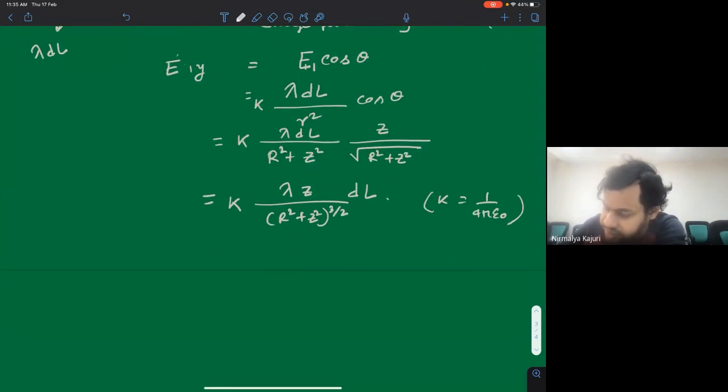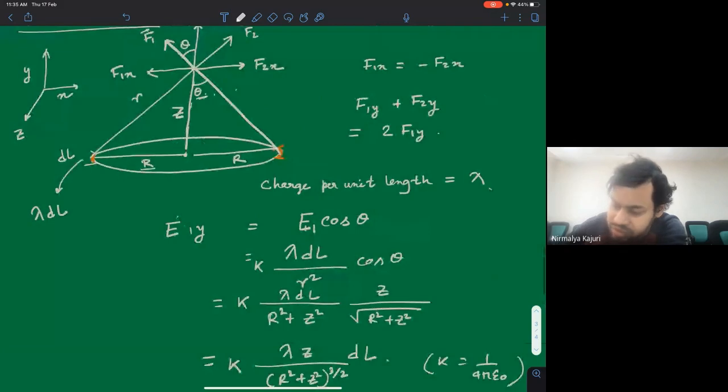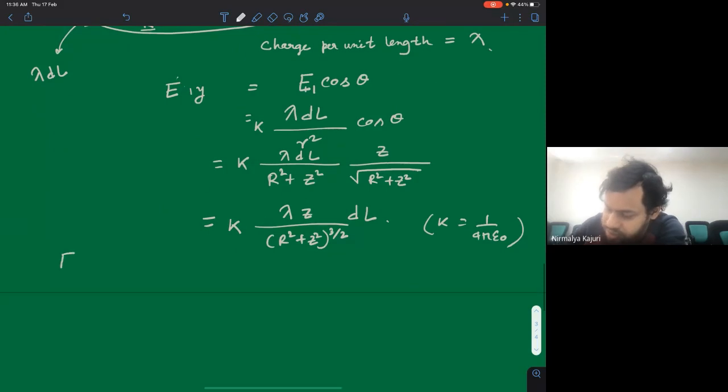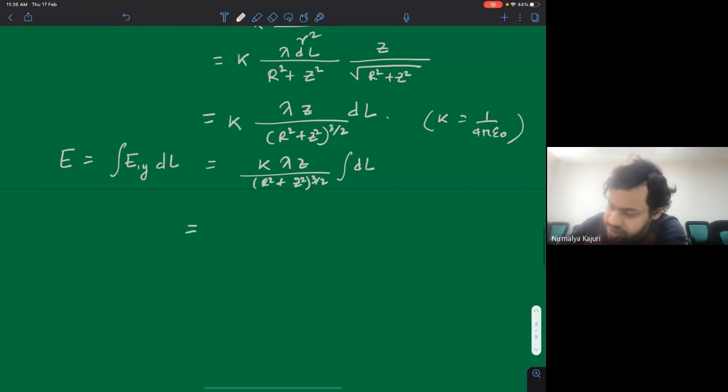And finally, we have to integrate this. This is the force due to this tiny piece. I have to integrate all of these pieces. So total magnitude of force is the integration into dl along the length. That's k lambda z by r square plus z square to the power 3 by 2, integration over dl. So adding up all the pieces.